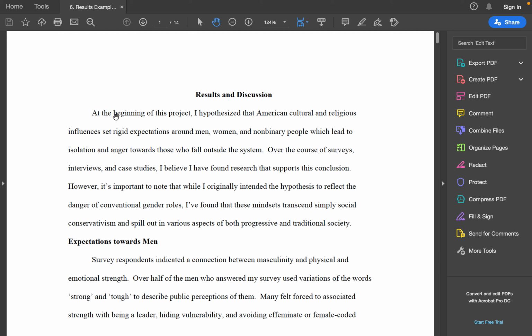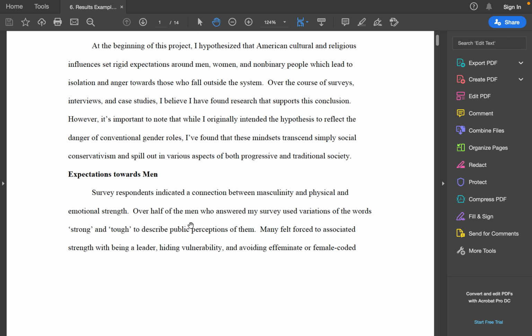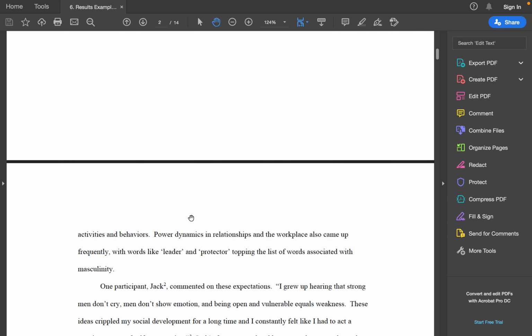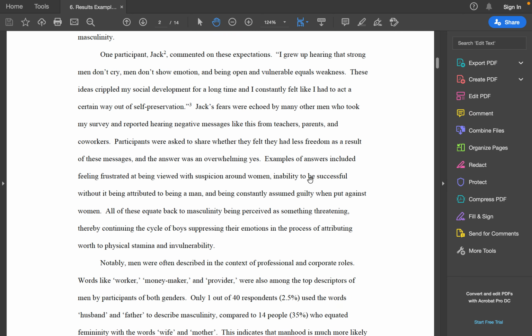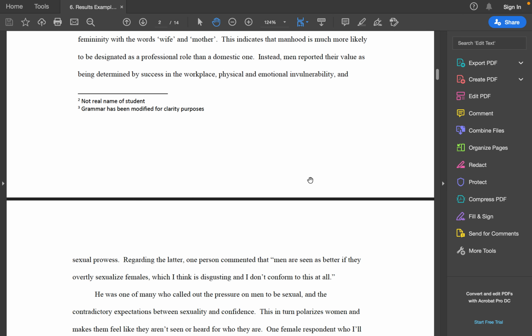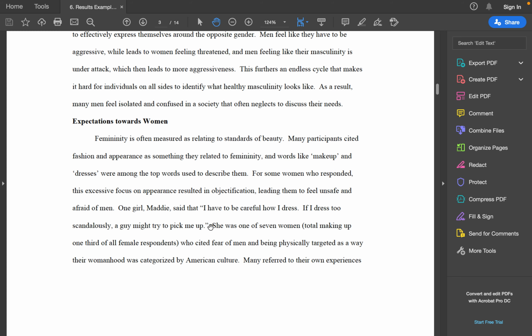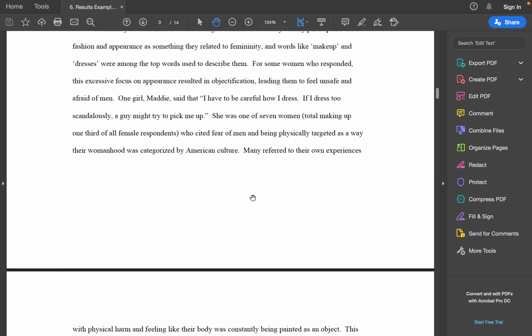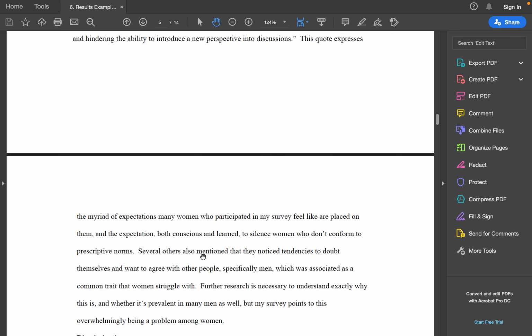So results and discussion: you have your introduction, hopefully there's a thesis statement in here, and then you have your first theme. Expectations toward men is the first theme. Look, one participant, Jack, here's the footnote, commented on these expectations, and then there's the quote. Then there's all the fleshing out of this section, and then there's expectations toward women. One girl, Maddie, said, so all participant quotes. There's a statistic. So you can read through this and kind of see what she did.